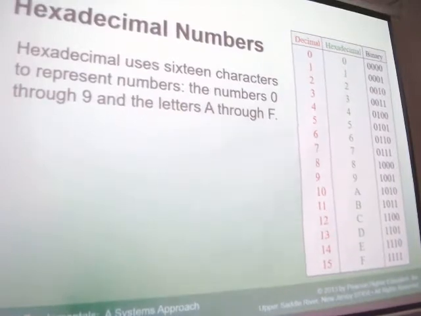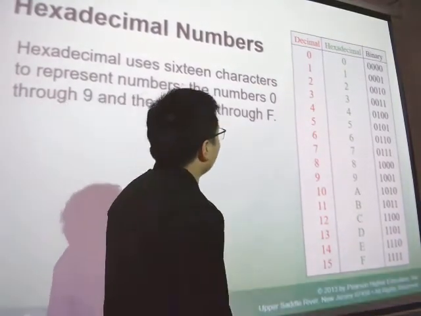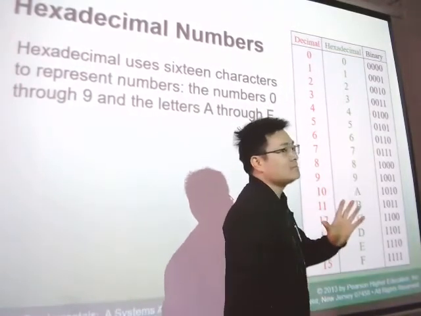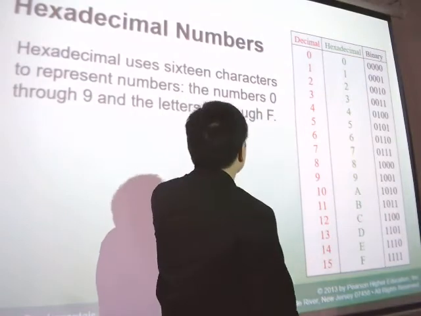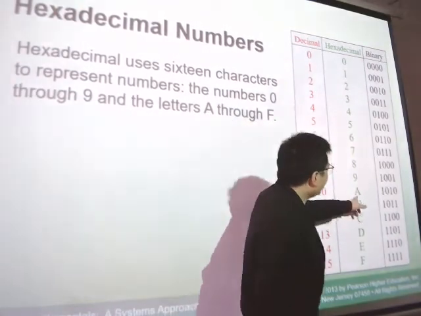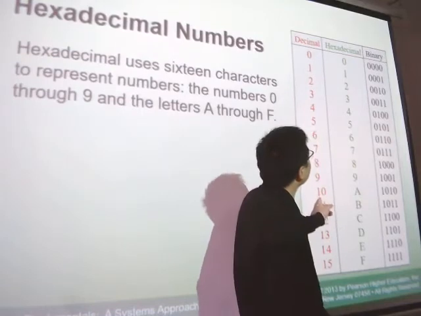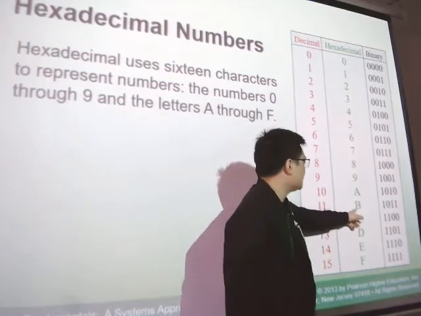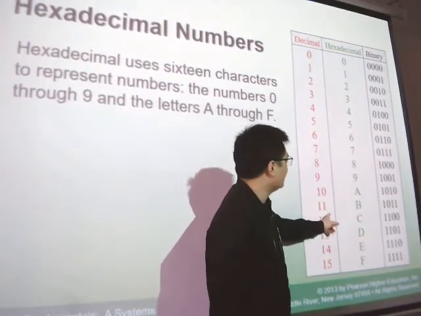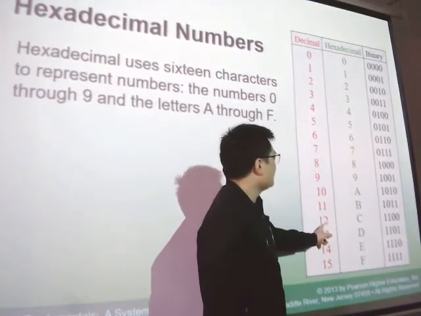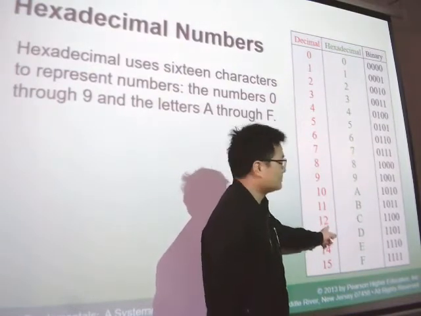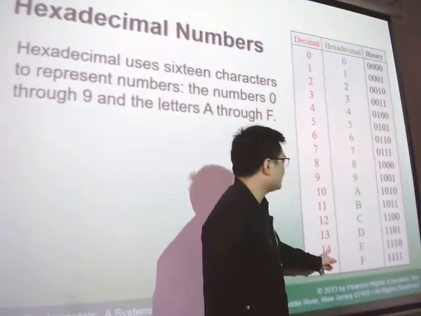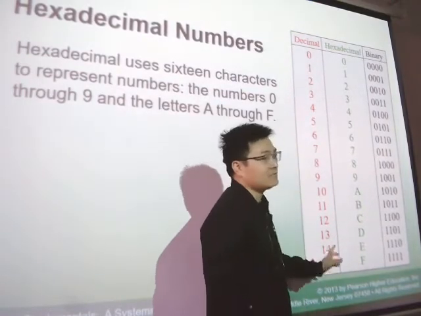In hexadecimal numbers, each digit has 16 symbols, 16 characters. Use A to represent the decimal number 10. Use B to represent the decimal number 11. Use C to represent the decimal number 12. Use D to represent 13. Use E to represent 14. Use F to represent 15.